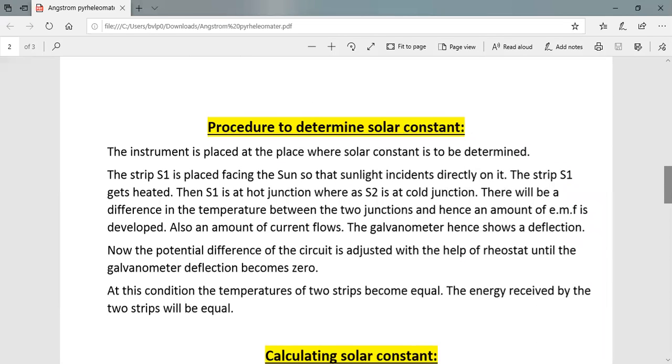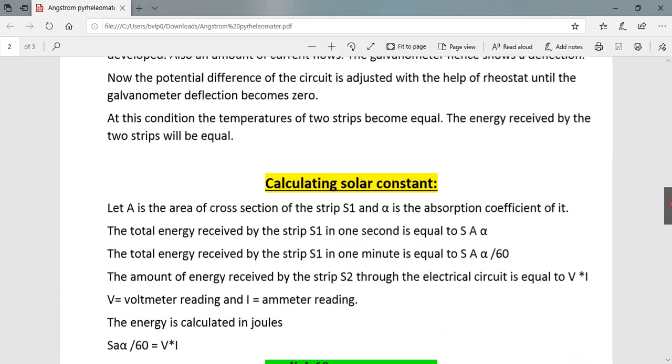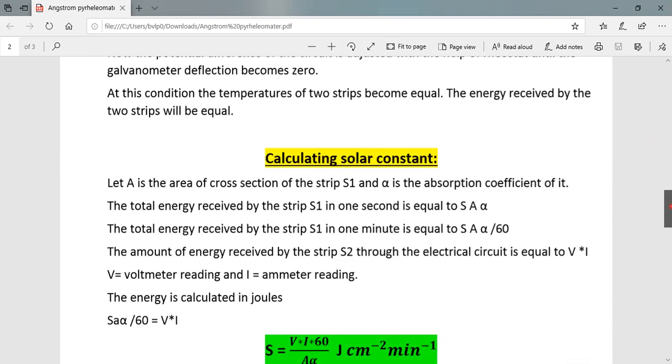So in this procedure, first we have to observe that the S1 strip is directly exposed to the sunlight, and observe the deflection in the galvanometer and adjust the rheostat in the electric circuit until the galvanometer comes back to zero deflection. And then note down the value of voltage in the voltmeter and the current in the ammeter. So those two values are noted here. Voltmeter reading is noted as V and ammeter current reading is noted as I here.